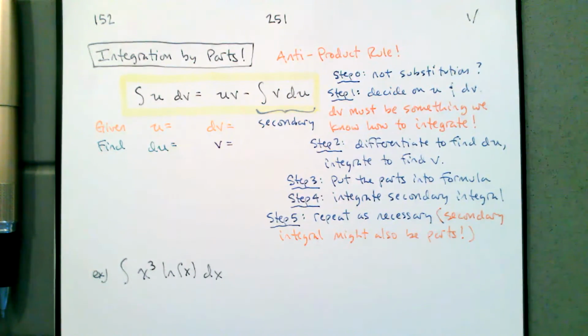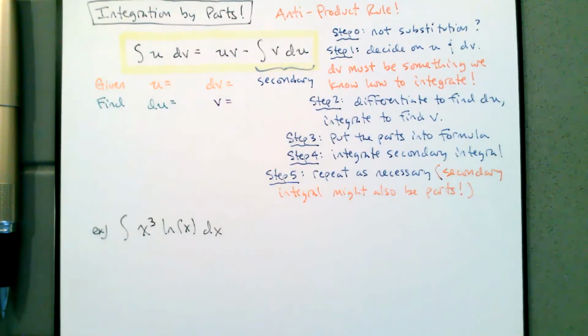Step 0, we want to make sure that this is not some substitution problem that we can do. And we don't see anything, we got an x cubed, but we don't see an x squared, and the x cubed is not part of a composition. There's also not something in the natural log where we can assign something to be the inside function. So step 0, this does not look like a substitution problem. We don't have anything that we could substitute.